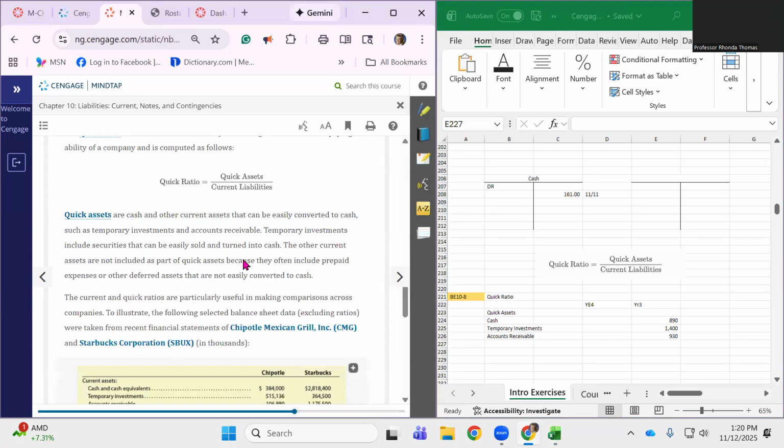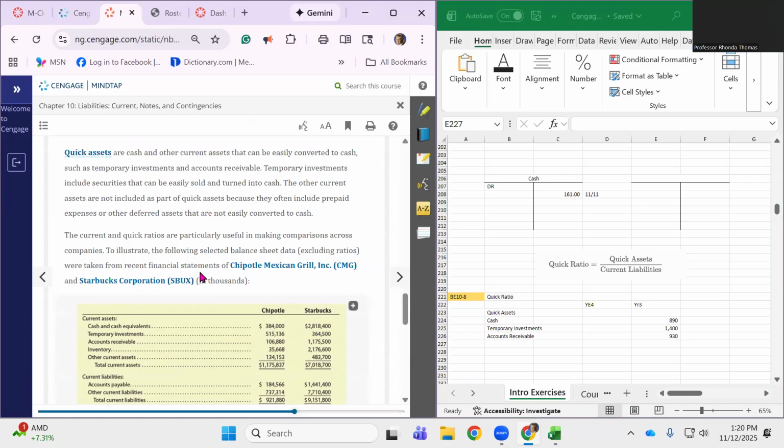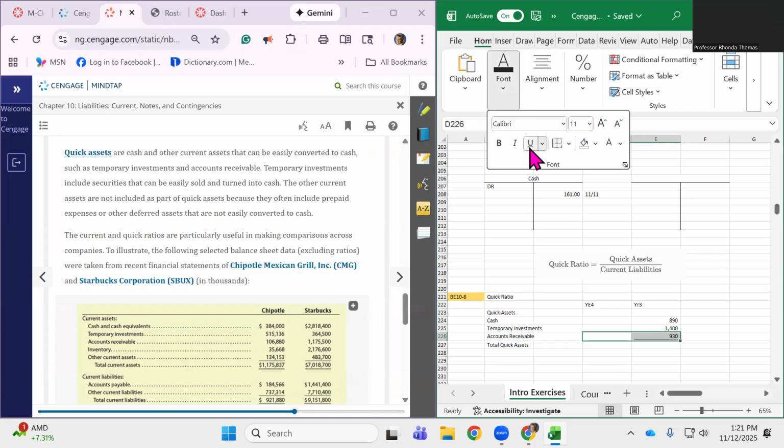So one more time, quick assets does not include inventory, right? Nope, because sometimes it takes us a little while to sell our inventory. So we're only going to look at these 3. So the total of quick assets here, we've got to add those up. Total quick assets. Okay, and then I've got to put my numbers in for the year before, or year 4.